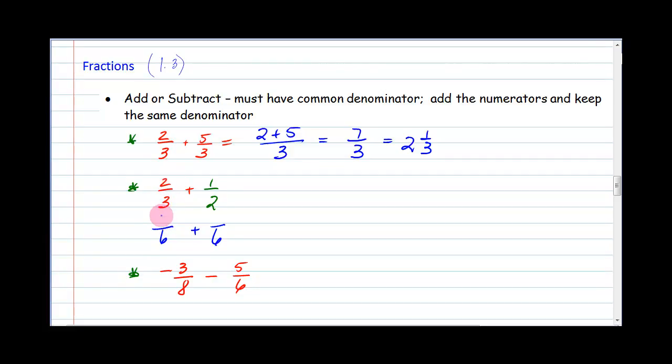2 times 2 is 4. How many times does 2 go into 6? It goes in 3 times. So 3 times 1 is 3. Now I have same denominators, so I can just add the numerators. And I end up with 7/6. I could leave it like that, or I could rewrite it as a mixed fraction to be 1 and 1/6.